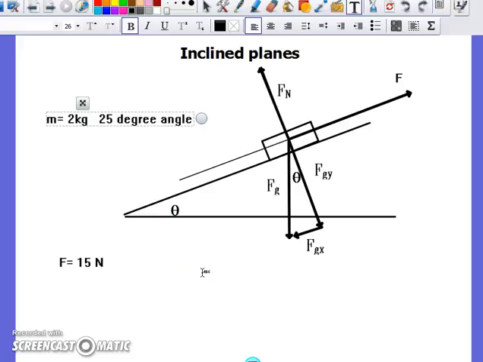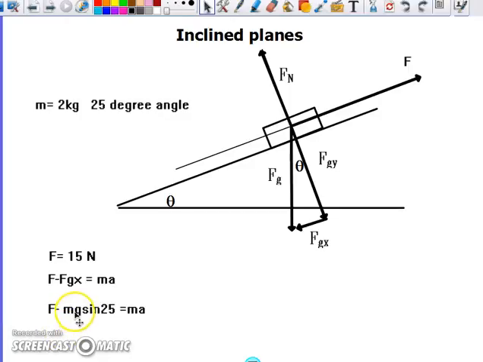So as always, the first thing we do is draw the free body diagram, which we have here, and then apply Newton's second law. Now I know that the mass is going to accelerate up the incline, so I'm going to take up the incline as positive. So applying Newton's second law, the equation would look like F minus Fgx, and that's going to equal ma.